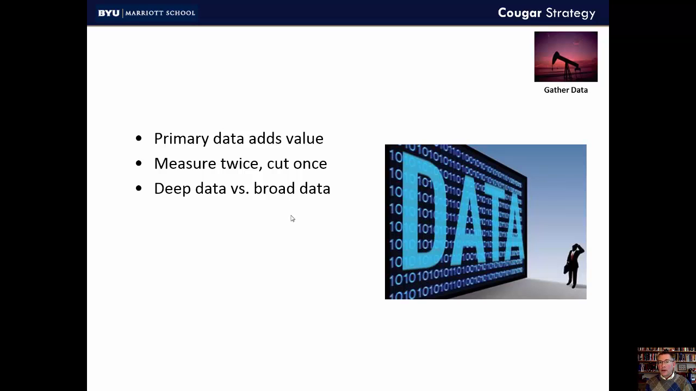Generally, earlier in the project, you want deeper data. Later in the project, when you're confirming your hypotheses, you want broad data.